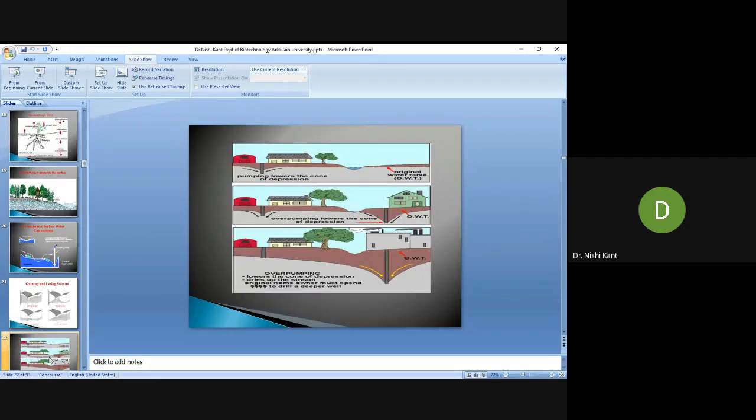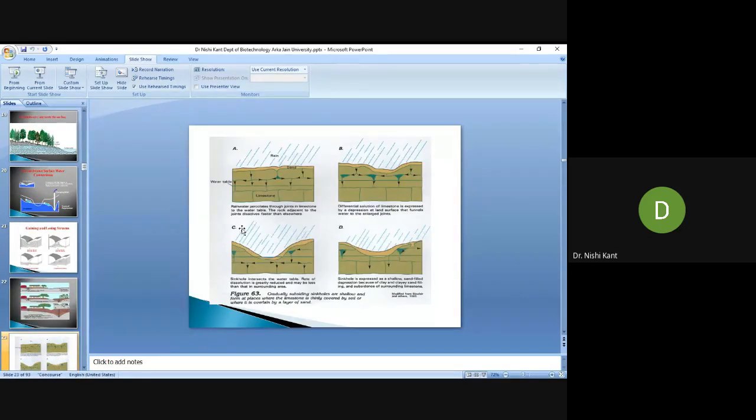So these are the results of overpumping. This diagram shows how rainwater percolates through the joints in the limestone, and differential solution of limestone is expressed by depressions at the land surface that funnel water to the enlarged joints. Basically, subsiding sinkholes are shallow and form at places where the limestone is thinly covered by soil or overlain by a layer of soil.